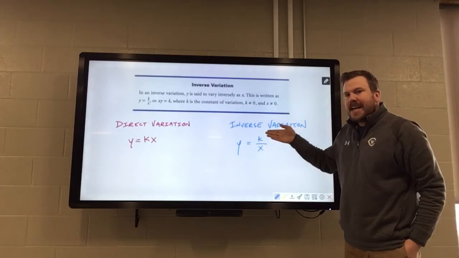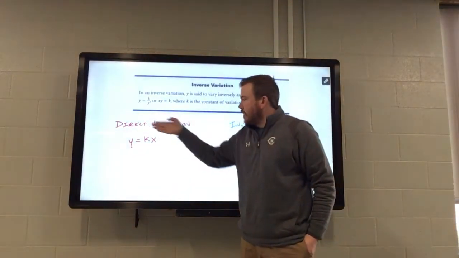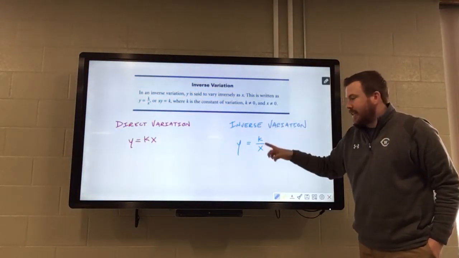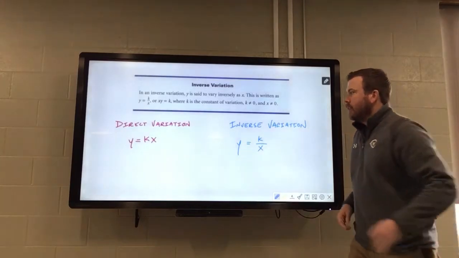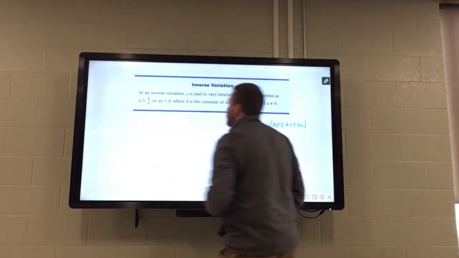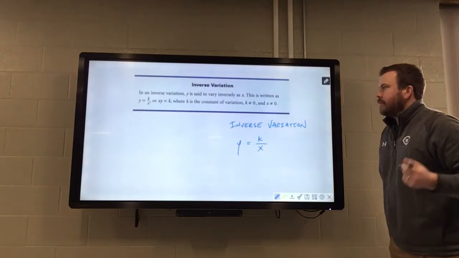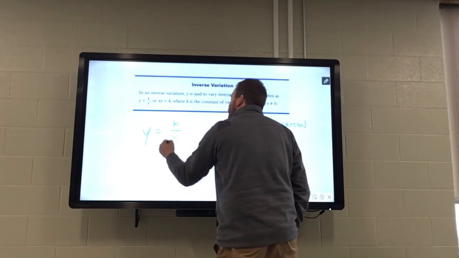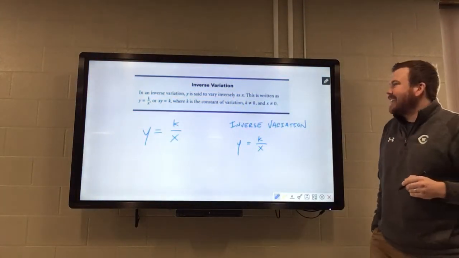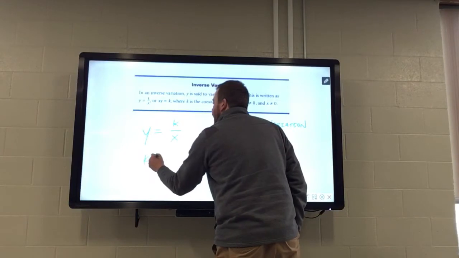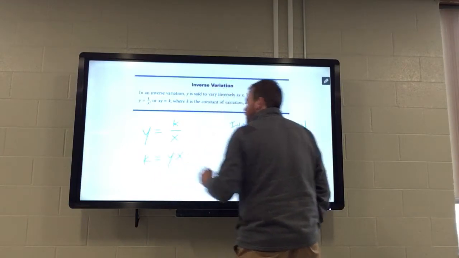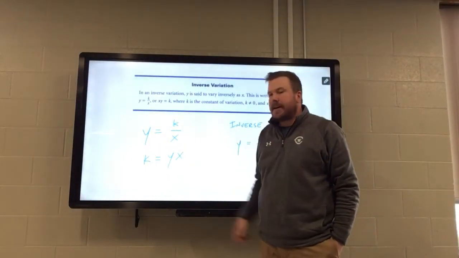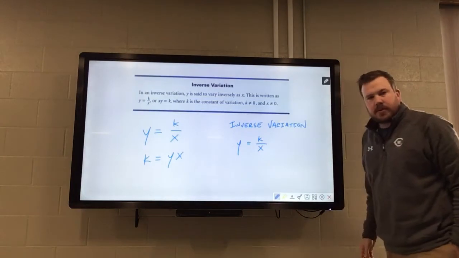So they vary inversely. Direct variation means they vary directly. As one gets bigger, the other gets bigger. But with inverse variation, they vary inversely, meaning as one gets bigger, the other gets smaller. So that's what we're going to be looking at. Now, we'll be using that equation, like I said, y is equal to k over x. But we're also going to need to find k. So we can find k as y times x, or x times y. Right? That's just solving for k by multiplying both sides by x. So those are the two equations we're going to use.